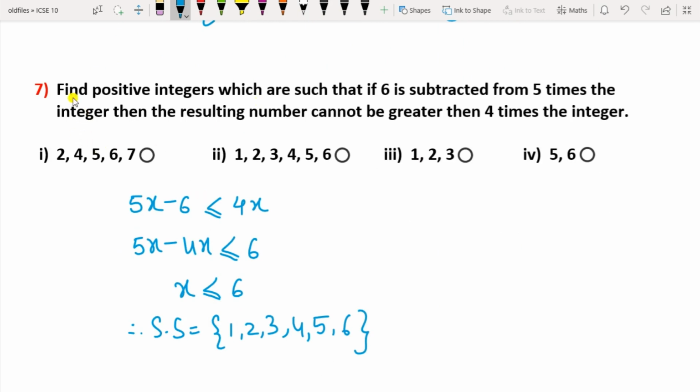As in this case, find positive integers which are such that if 6 is subtracted from 5 times the integer, so let the integer be x here, 5 times the integer is 5x and 6 is subtracted from it, so 5x minus 6, then the resulting number cannot be greater than 4 times the integer. So if it is not greater than, it may be less than or equal to 4x. Okay, now solve this equation. You get the value of x as less than or equal to 6. So the solution will be 1, 2, 3, 4, 5, 6. So this is the correct option.